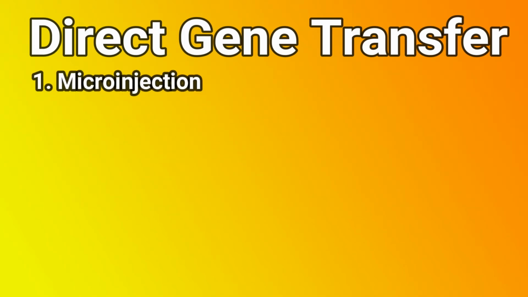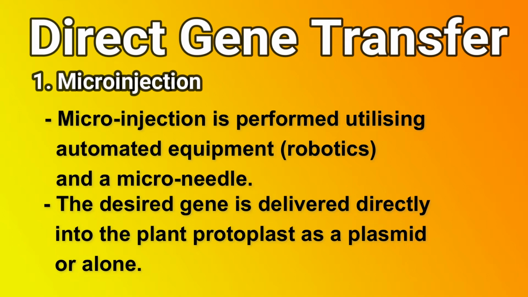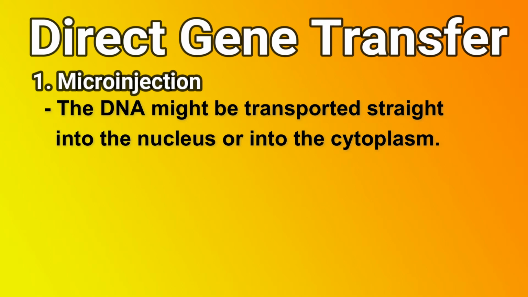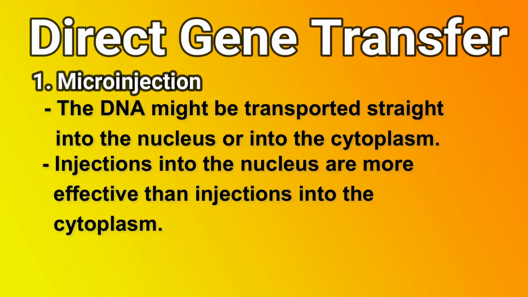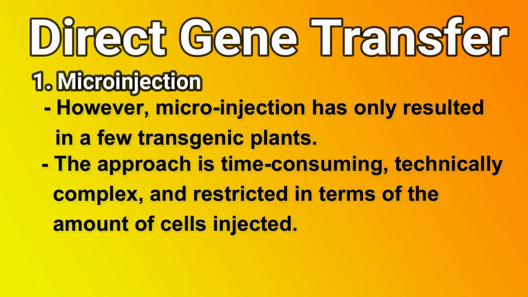Number 1. Microinjection. Microinjection is performed using automated equipment, robotics, and a microneedle. The desired gene is delivered directly into the plant protoplast as a plasmid or alone. The DNA might be transported straight into the nucleus or into the cytoplasm. Injections into the nucleus are more effective than injections into the cytoplasm. However, microinjection has only resulted in a few transgenic plants. The approach is time-consuming, technically complex, and restricted in terms of the number of cells injected.